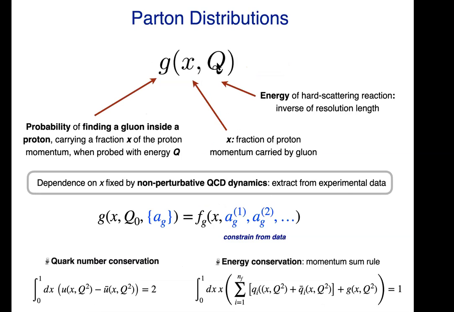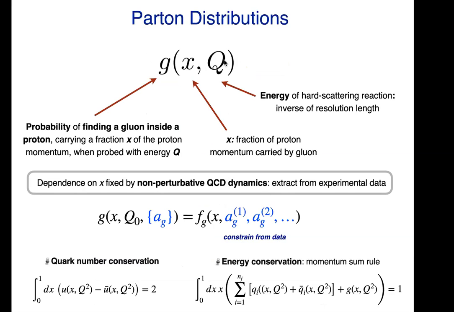What is g(x,Q)? So g indicates the probability, at least at leading order, of finding a gluon inside the proton which carries a fraction x of the momentum. For example, a gluon with x of 0.1 means a gluon which carries 10% of the proton's total momentum.